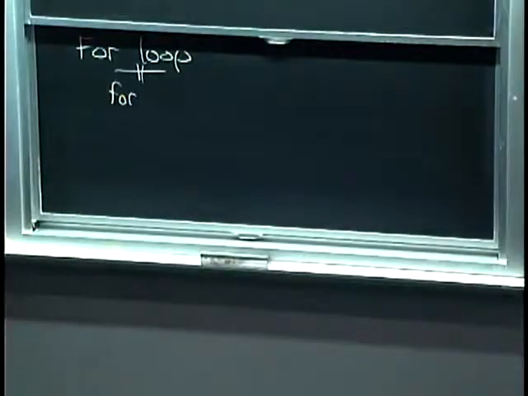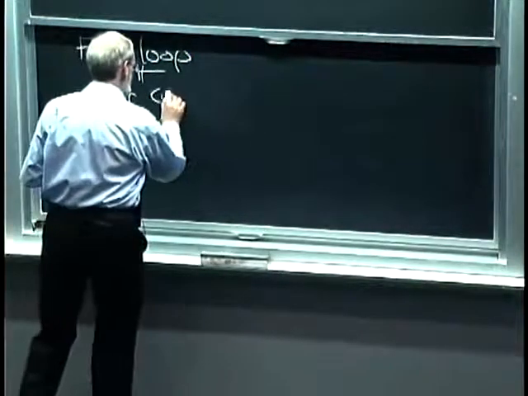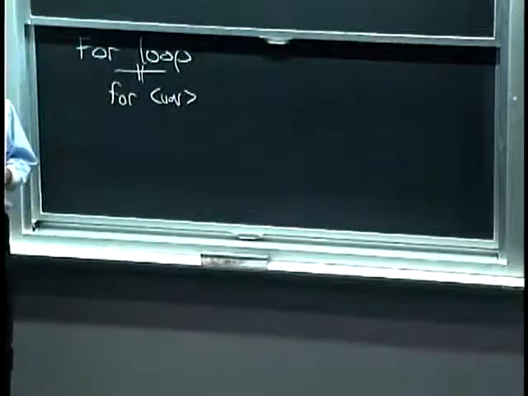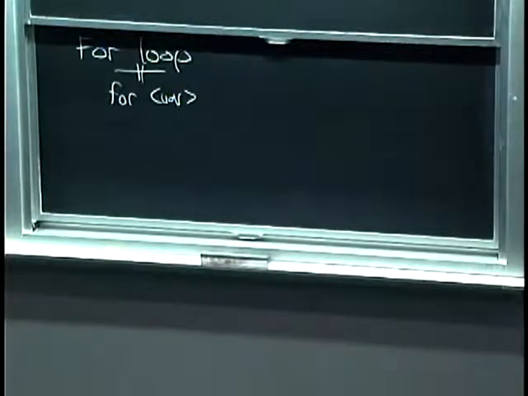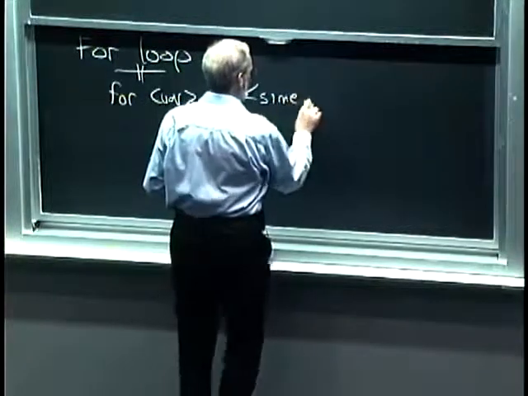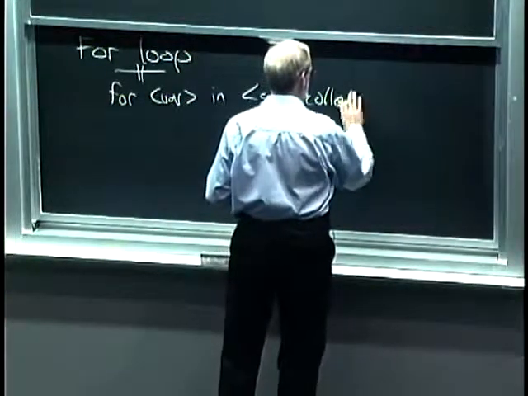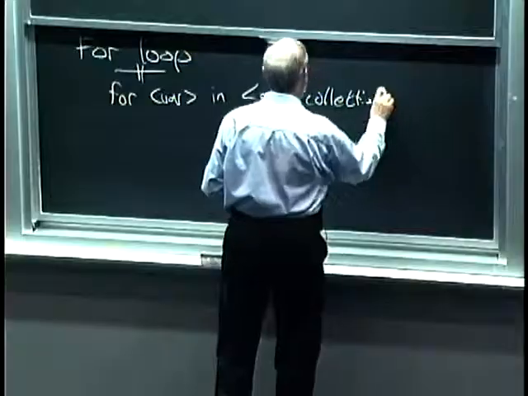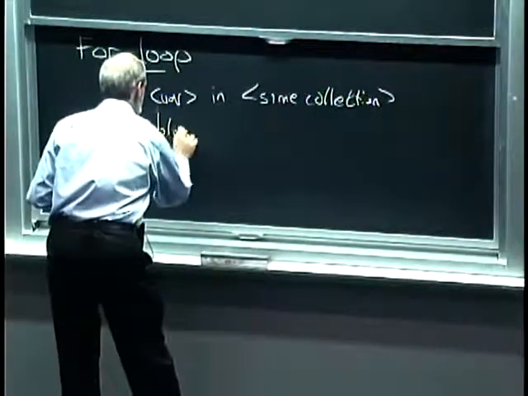The form of a for loop says for, and I'm going to put little angle braces in here again, for some variable, like a name I want to get to it, in some collection, and then I have a block of code.